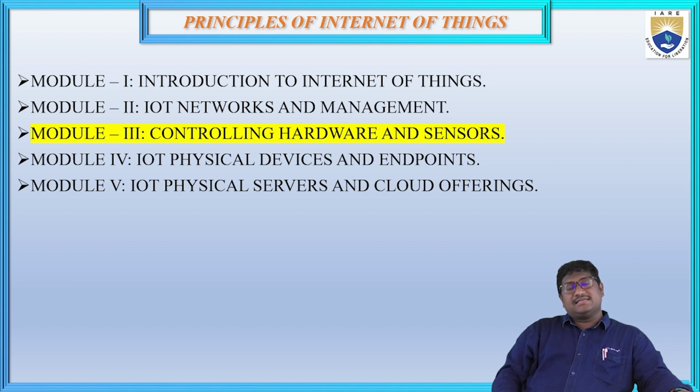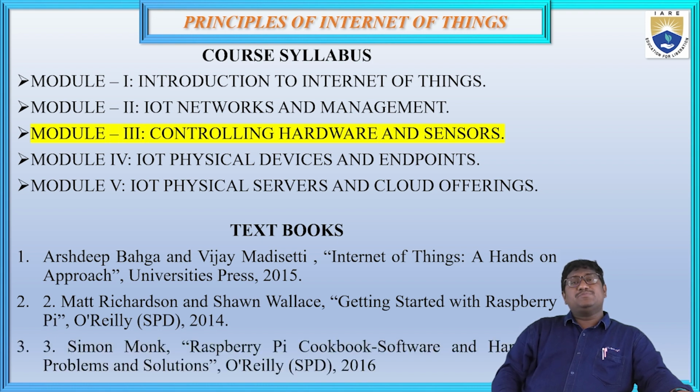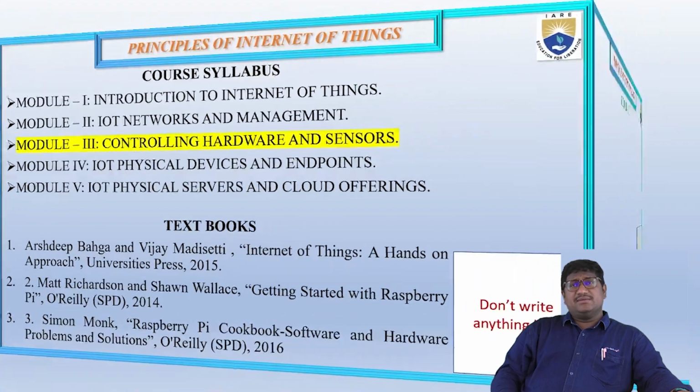Have a look at what exactly we have in this particular Principles of IoT. Today I am going to discuss a topic which is controlling hardware and sensors. This comes under the third module, and the preferred textbooks are Arshdeep Bahga and Vijay Madisetti, Internet of Things, and also Getting Started with Raspberry Pi, which is written by Matt Richardson and Shawn Wallace, and also Raspberry Pi Cookbook, Software and Hardware Problems and Solutions, which is written by Simon Monk.